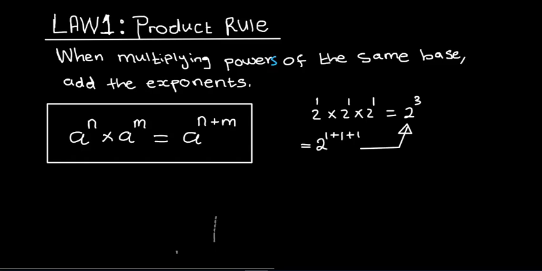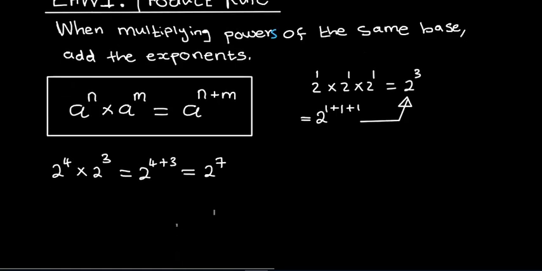All right, so now if you have maybe 2 to the exponent of 4 times 2 to the exponent of 3, you can rewrite this as 2 to the exponent of 4 plus 3, because they have the same base, so you can add the exponents, and this will be equivalent to 2 to the exponent of 7.